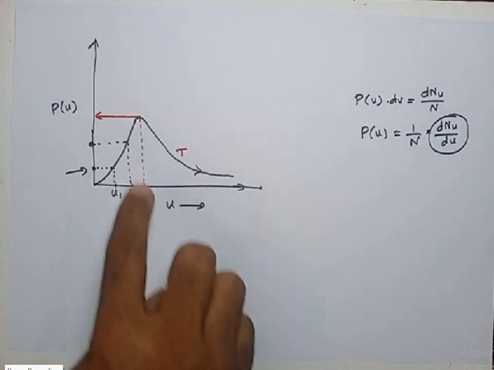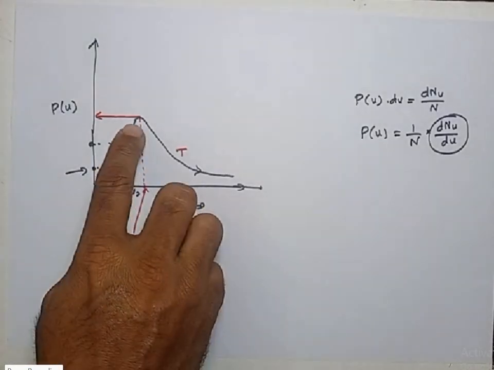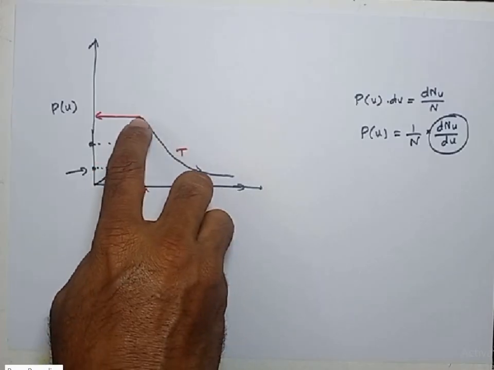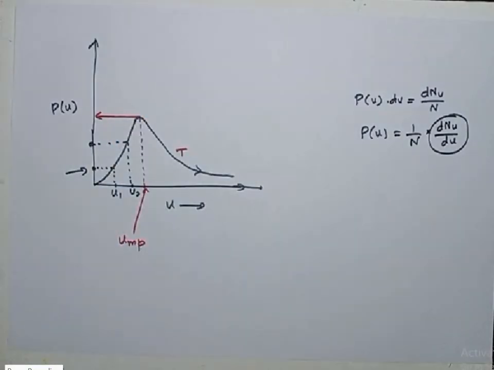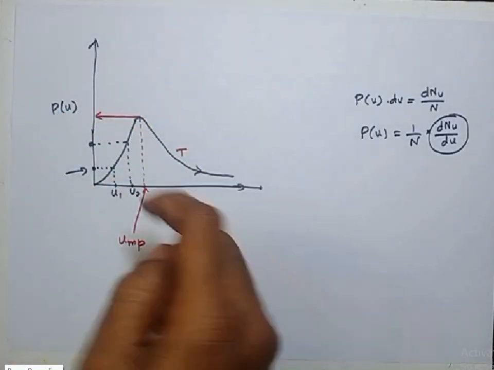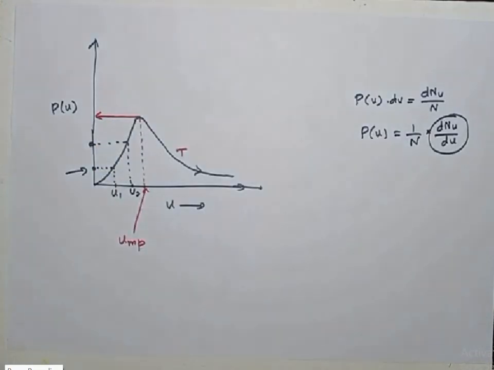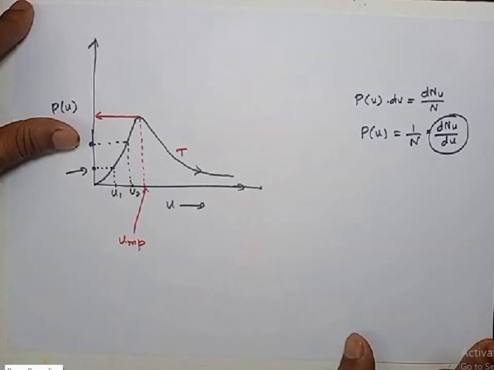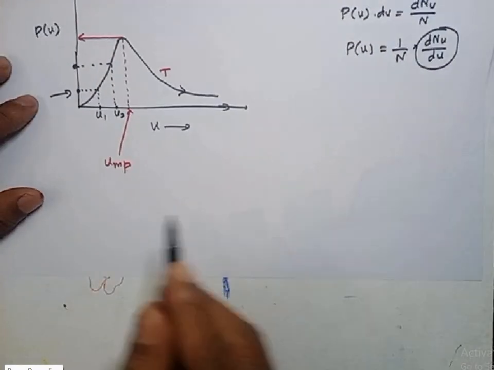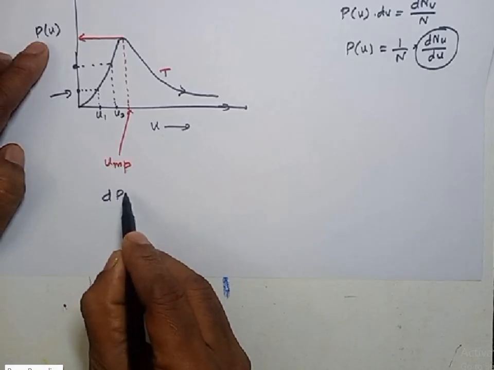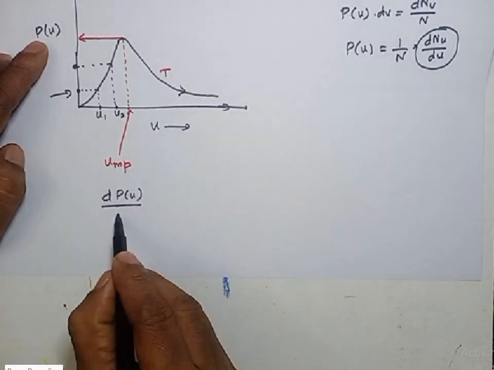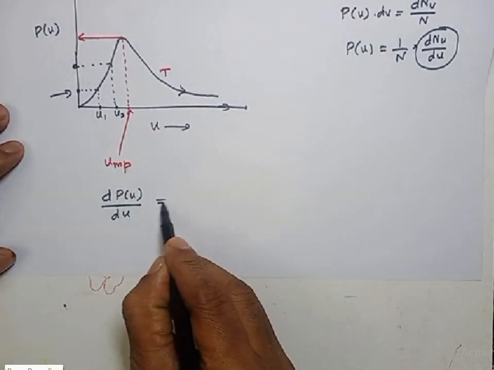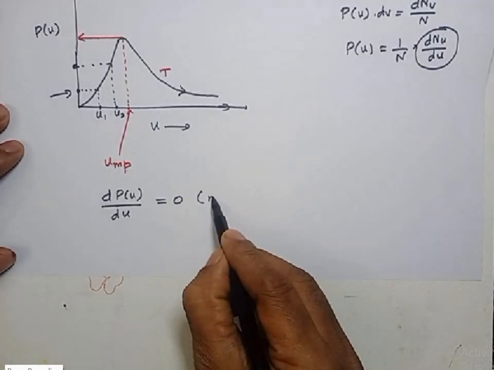So how to find the most probable velocity? Very easy. You know very well, this is actually a peak. At this tip, the first derivative value is 0. You might have heard about maxima and minima. At the maximum, the first derivative value is 0. So what should I do? I have to differentiate this P of u with respect to velocity, dy by dx, and put that value equal to 0. This is the condition for maximum.